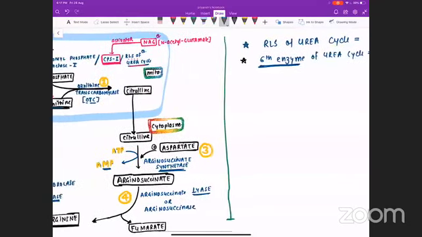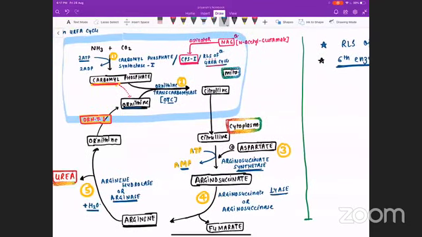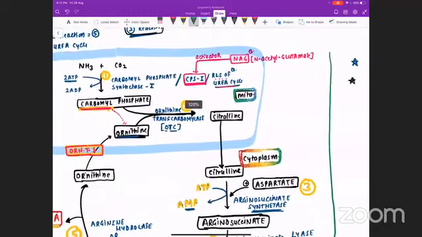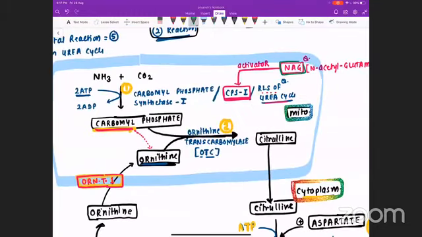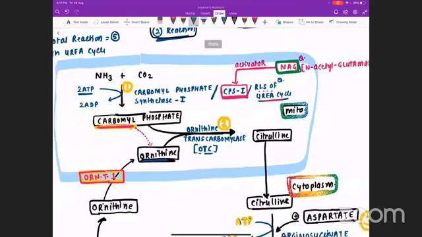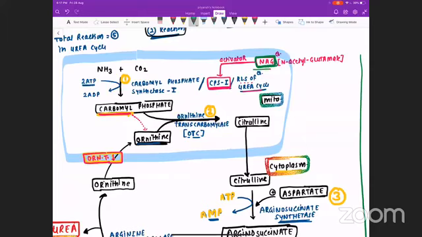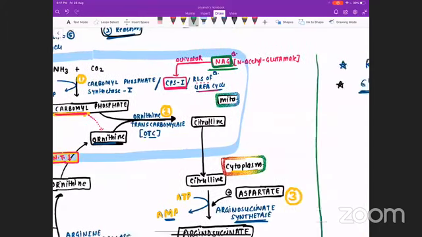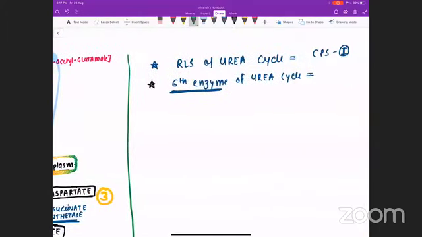To answer this question, in the first reaction we have written a molecule with the name NAG, which is the activator of CPS1. This NAG is also called the 6th enzyme of the urea cycle. So write down the statement here: 6th enzyme of urea cycle, it is NAG.